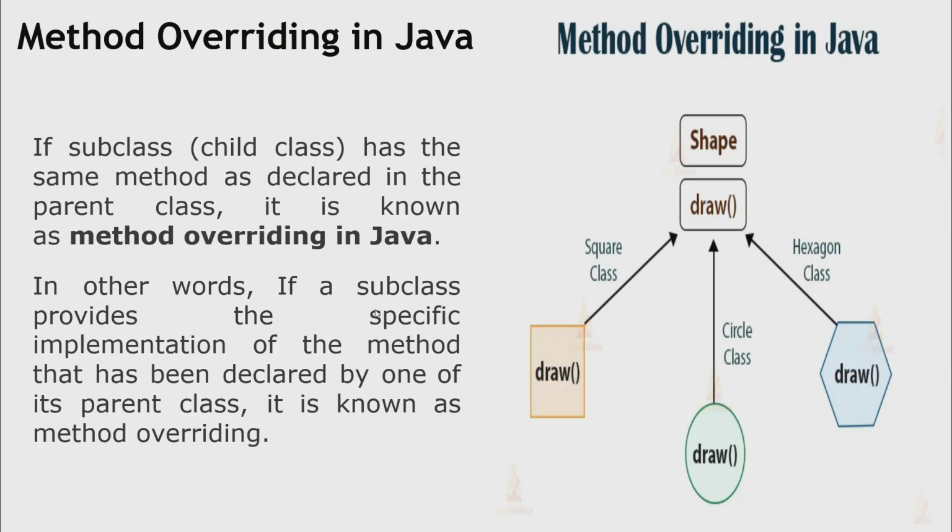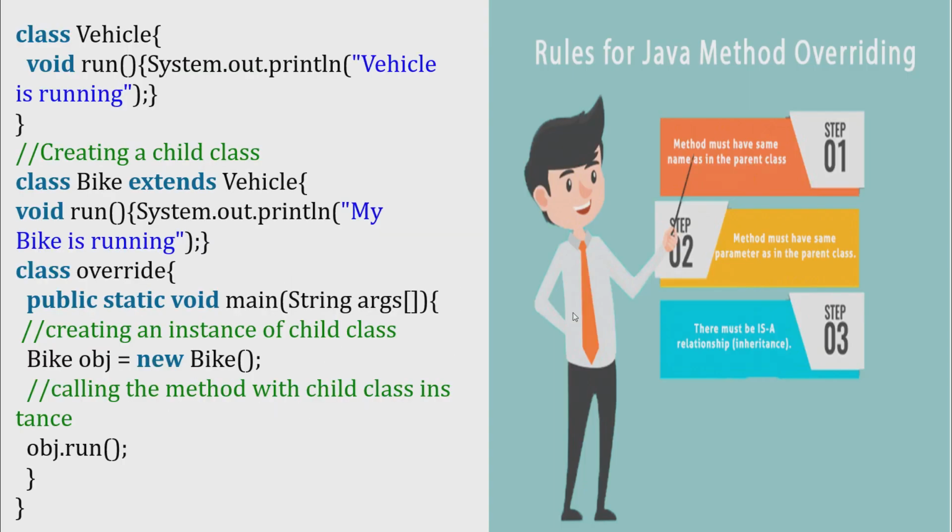In other words, if the subclass provides specific implementation of a method that has been declared by one of its parent classes, it is known as method overriding. Here one example has been given. Before that, we need to see the rules of Java method overriding. Method should have the same name in the parent class as well as in the child class, and it must have the same parameter list also. It must be in an IS-A relationship. These are the rules for method overriding.